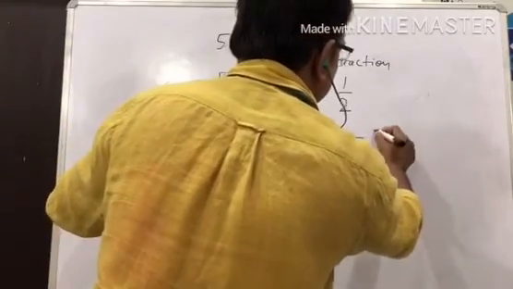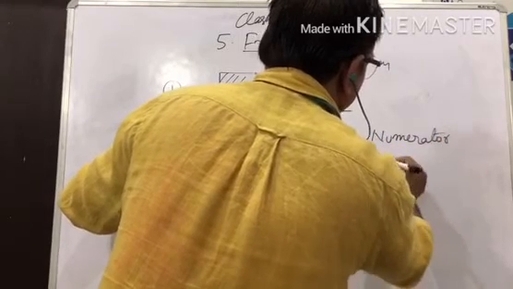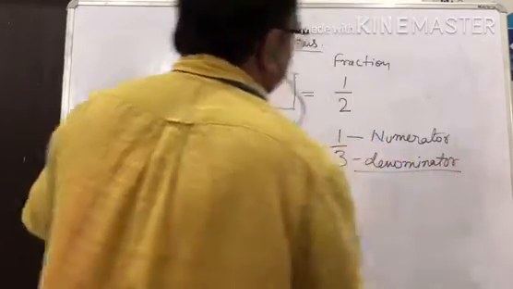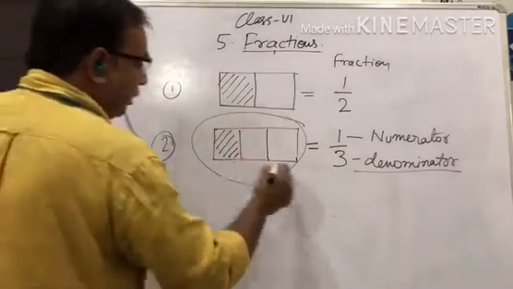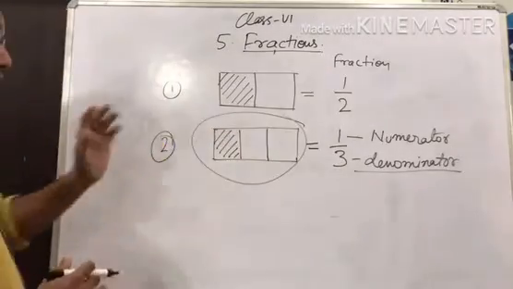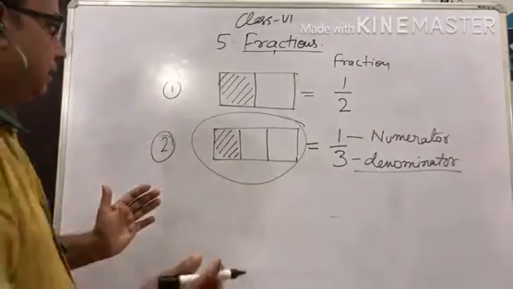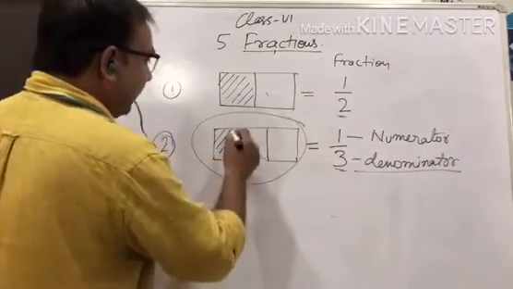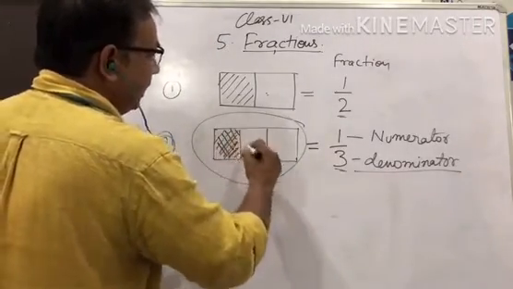And we know that this is the numerator and this is the denominator. The denominator represents the whole division, how many parts in a whole. Means the denominator tells us how many divisions in a whole part. If there are 3 divisions, then it is 3. If there are 2 divisions, then it is 2. But the shaded portion is indicated by the numerator, means this is the shaded portion and this is 1.